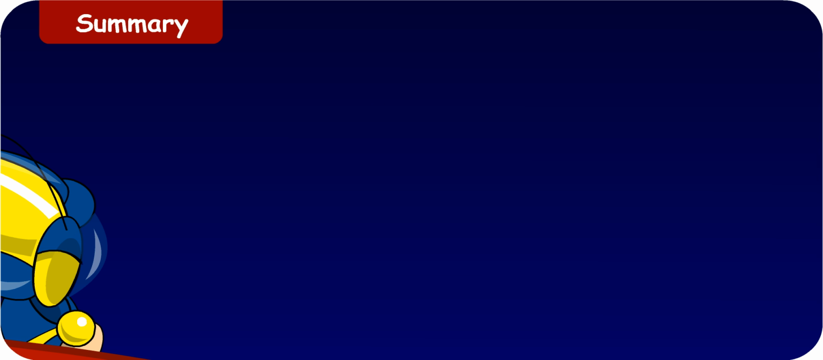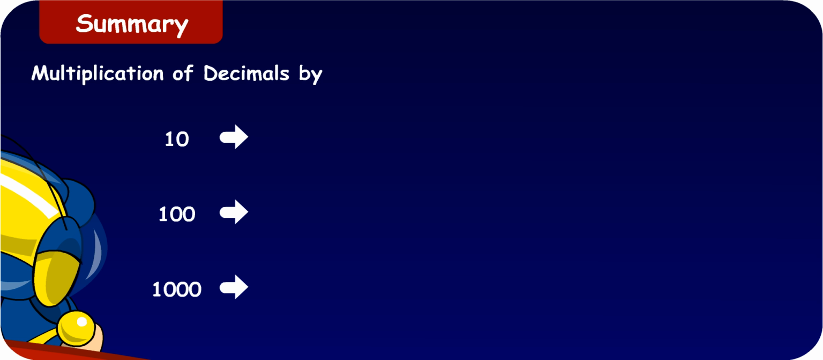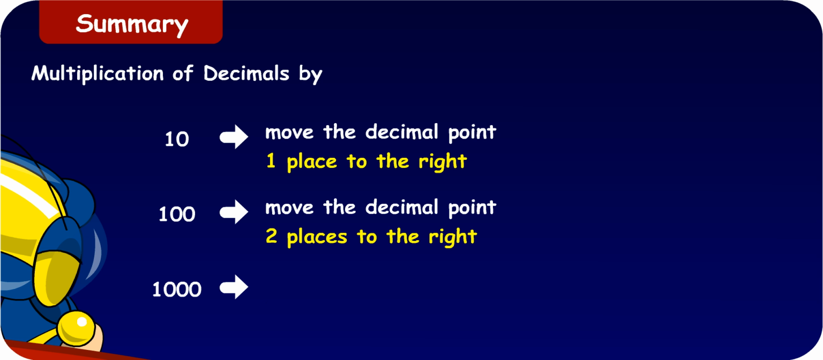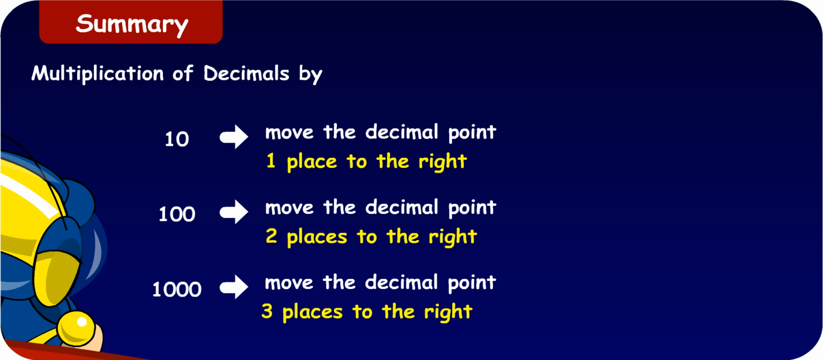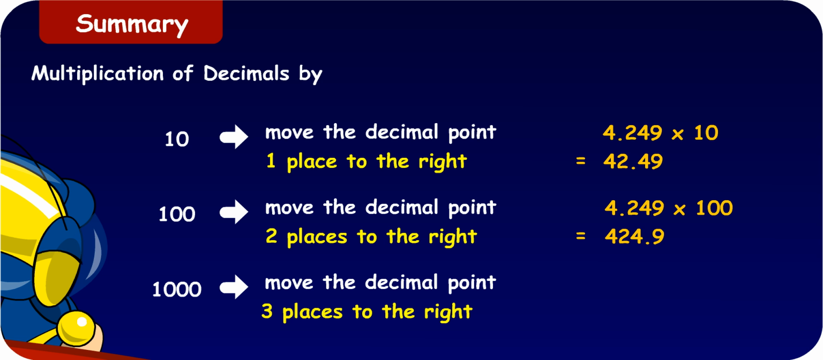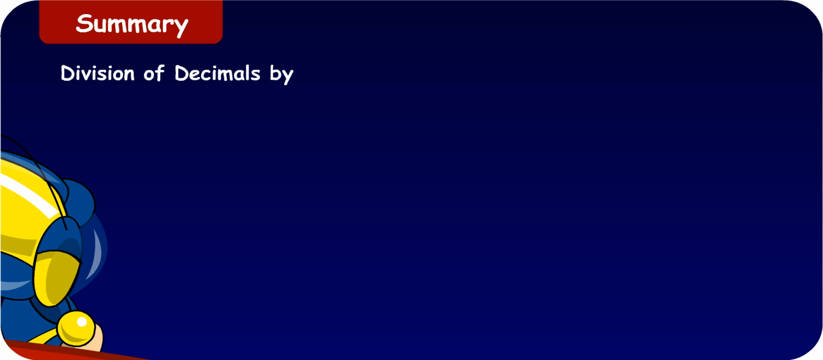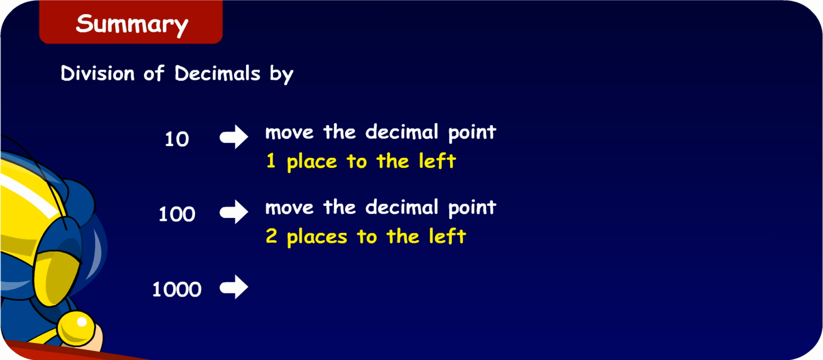I've also learned that when we multiply a decimal by 10, 100, or 1000, we move the decimal point 1, 2, or 3 places to the right respectively. So, 4.249 times 10 equals 42.49. 4.249 times 100 equals 424.9. 4.249 times 1000 equals 4249.